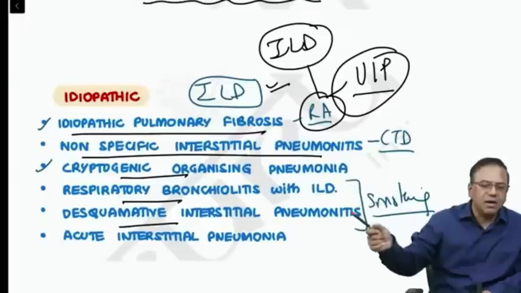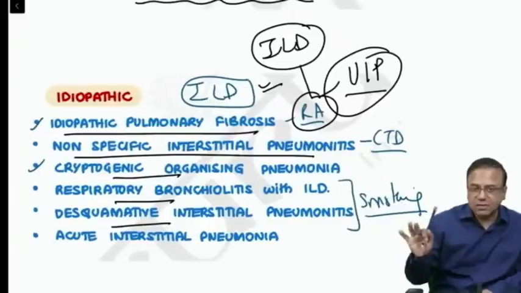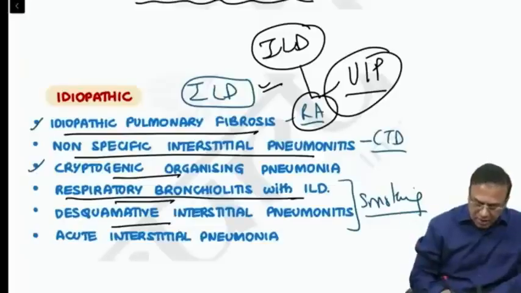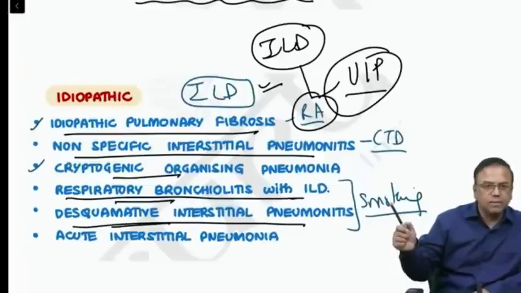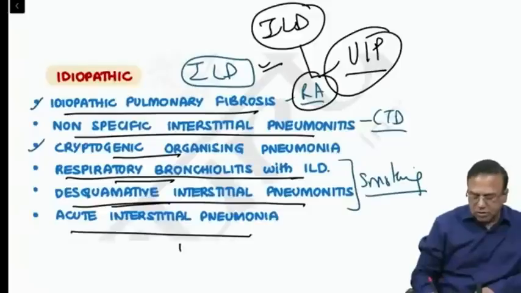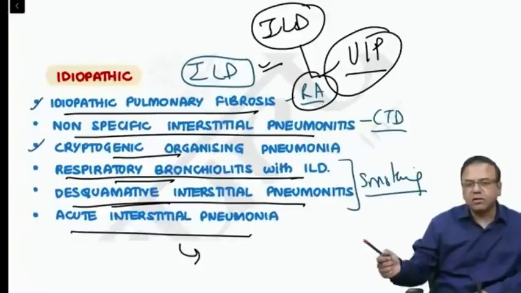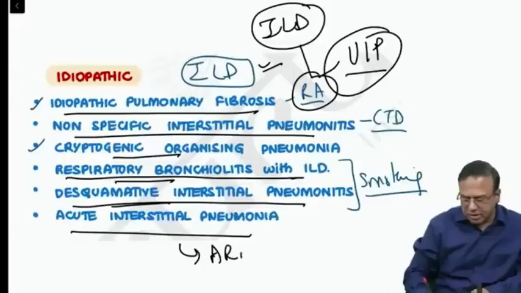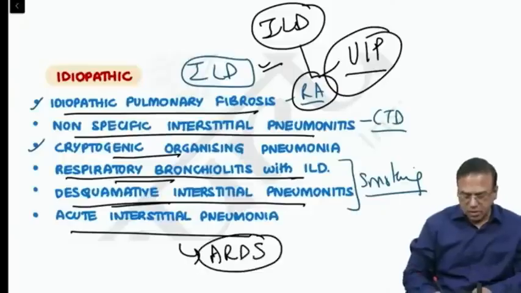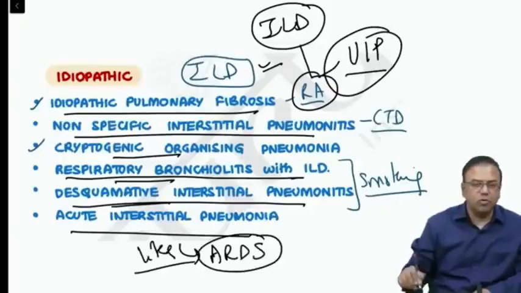Like RBILD and DIP is linked with smoking. They have asked that. Which interstitial disease occurs in smoking? It is RBILD and DIP. They are linked with smoking. And acute interstitial pneumonia is also called Hamman-Rich syndrome. It's very aggressive. It presents like ARDS with very poor prognosis. Okay, looks like ARDS, very poor prognosis.